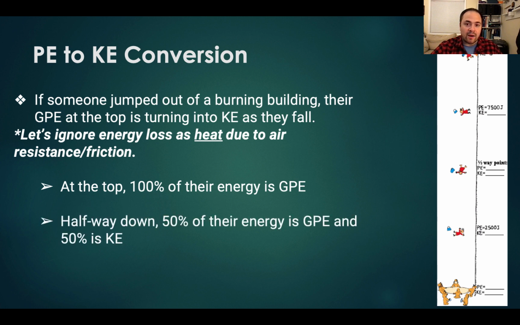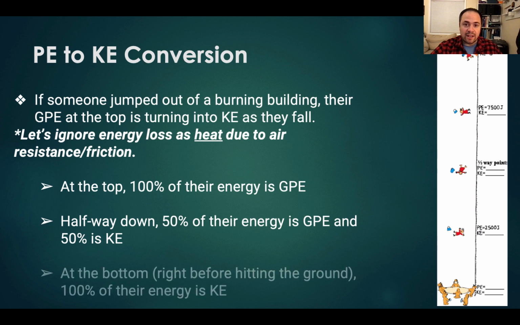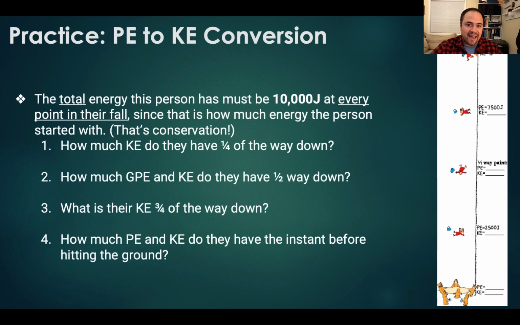Halfway down, their gravitational potential energy has dropped to half of their energy, but the other half is now made up of kinetic energy. And at the very bottom, just before impact, they're moving at maximum velocity, zero height, and therefore they have no gravitational potential energy, but all 100% of their energy is kinetic energy. So using that, let's do these practice problems. The total energy of this person must be 10,000 joules at every point in their fall, since that is how much energy the person started with. Again, conservation of energy. Go ahead and try these problems. Pause the video if you'd like. I'm going to show the answers now.